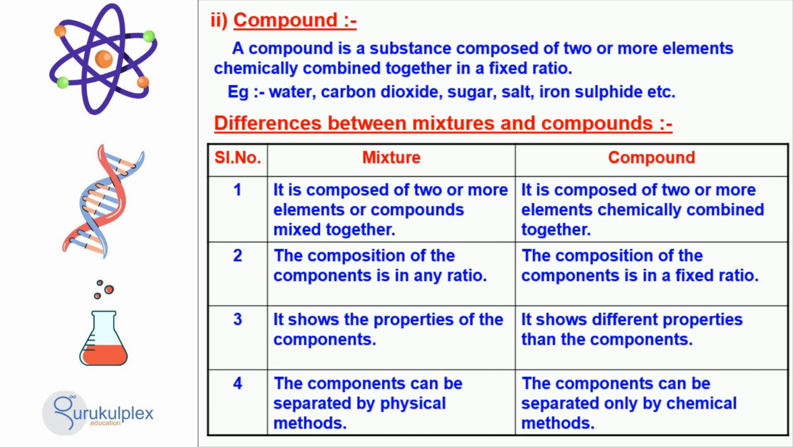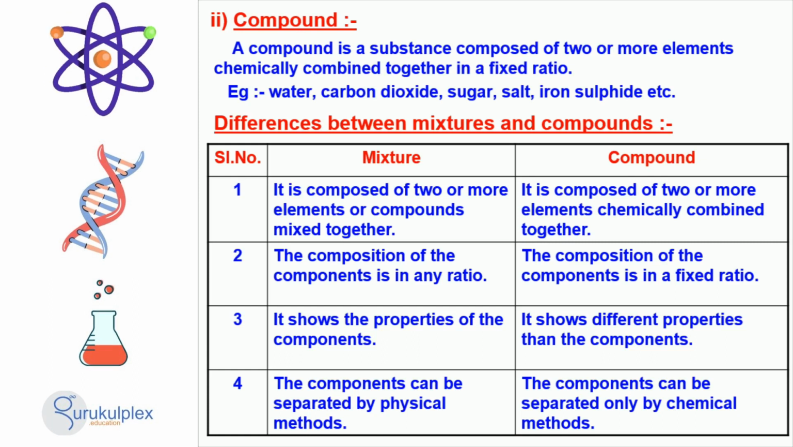Mixtures and compounds differ in that mixtures are composed of two or more elements or compounds, while compounds are composed of two or more elements chemically combined together. Mixtures can have any ratio of components while compounds have a fixed ratio. Also, mixtures show the properties of their individual components, while compounds often have different properties than those of the individual components. Lastly, mixtures can be separated by physical means, while compounds must be separated by chemical means.